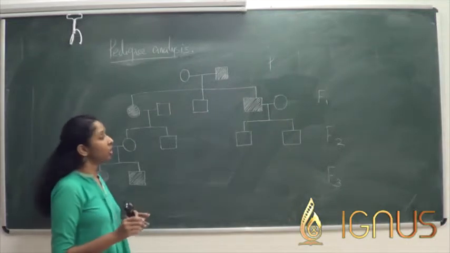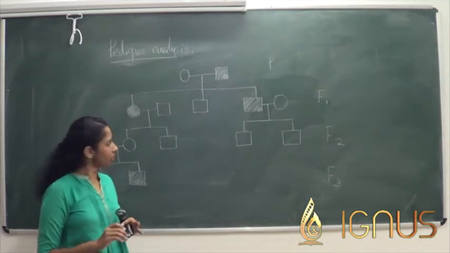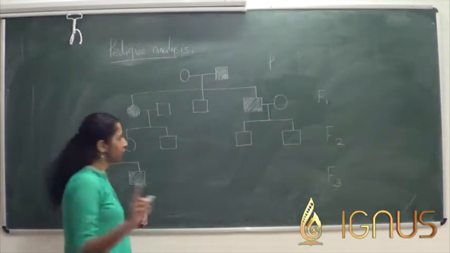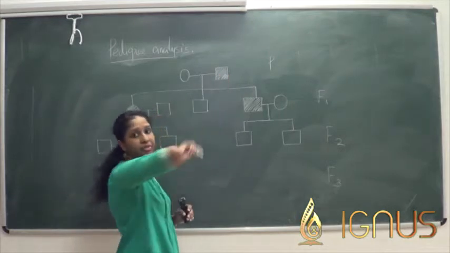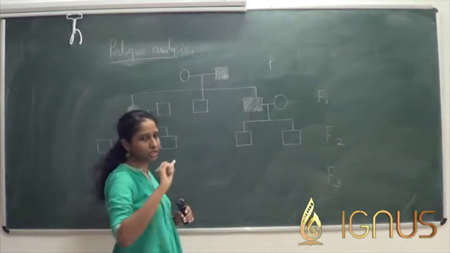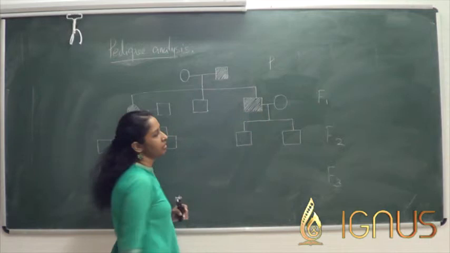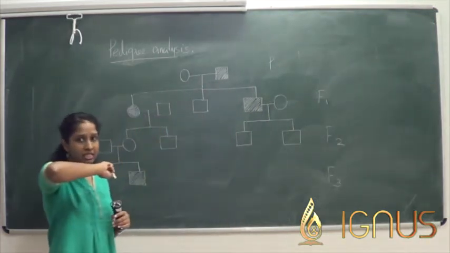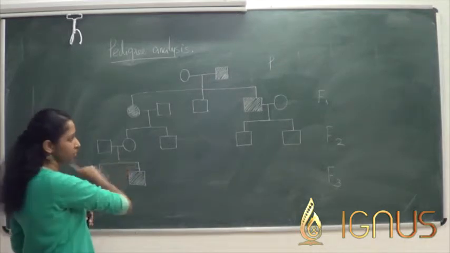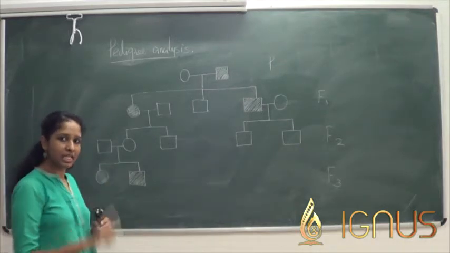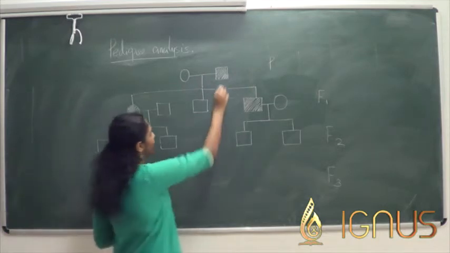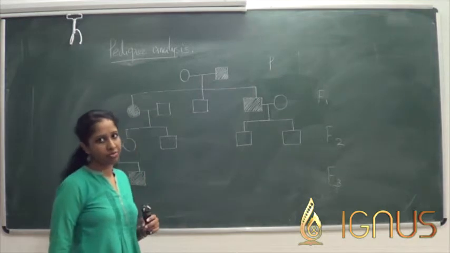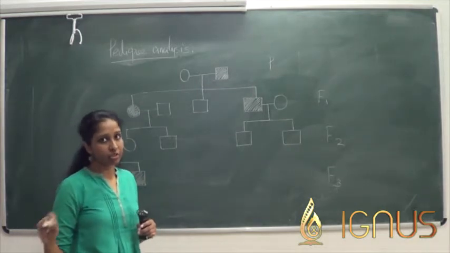Now, can it be autosomal or sex-linked? Can it be a sex-linked inheritance pattern? A clear example would be that here you have the father, a male who is affected, and then you have the son who is affected in the F1 generation. If it was sex-linked and recessive, because we know that it is not dominant, then it cannot pass from the father to the son, and therefore it is not a sex-linked inheritance for sure.